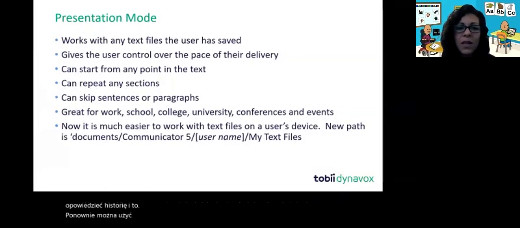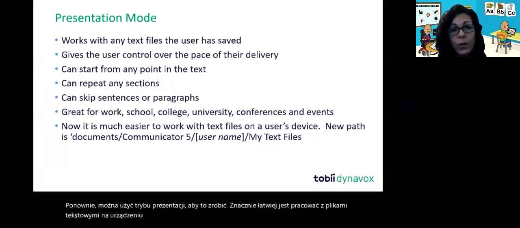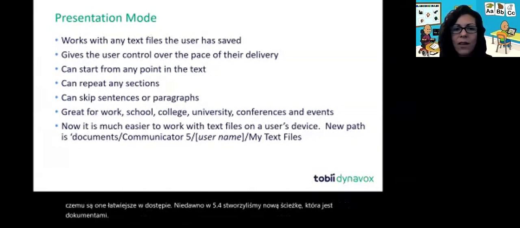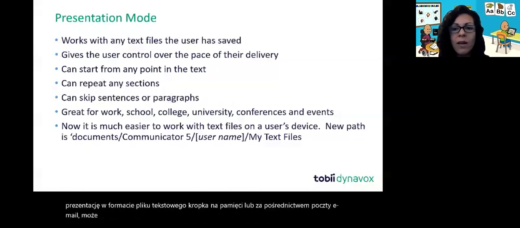It's much easier to work with text files on a user's device, and there's a new path for those text files, so they're easier to access. So recently in 5.4, we created this new path, which is Documents / Communicator 5 / your profile name / My Text Files. So if a user receives a presentation in a .txt file format on a memory stick or via email, they can save it into their folder and they'll have it available in My Text Files for use in presentation mode, as we saw earlier.